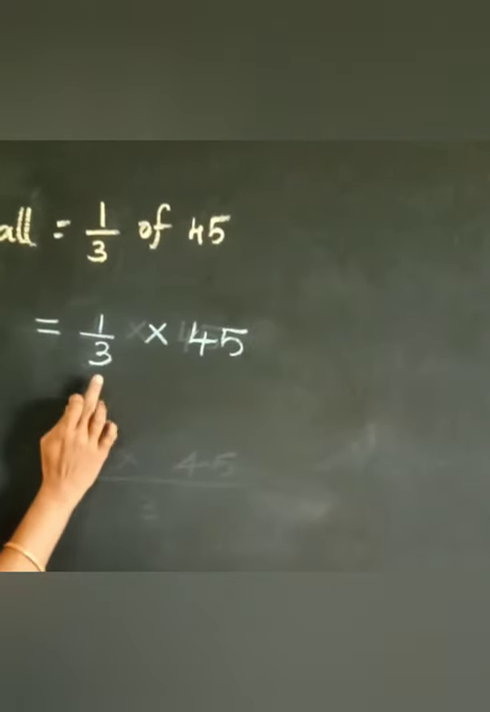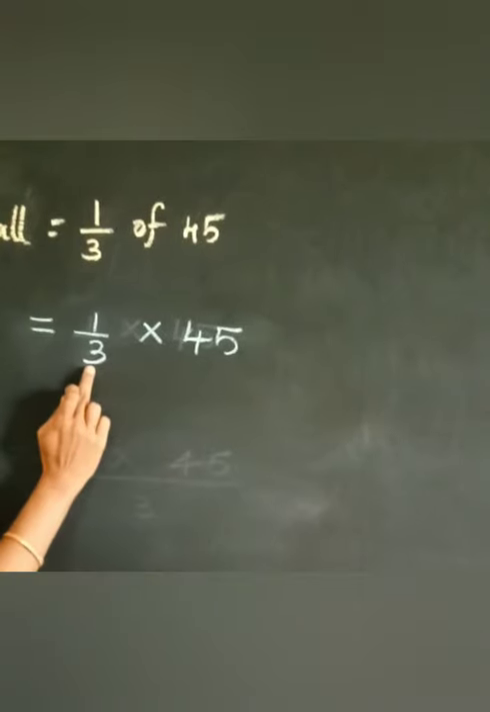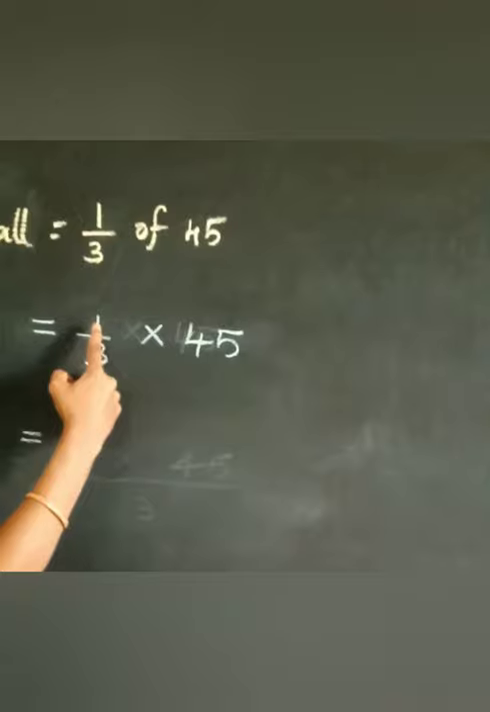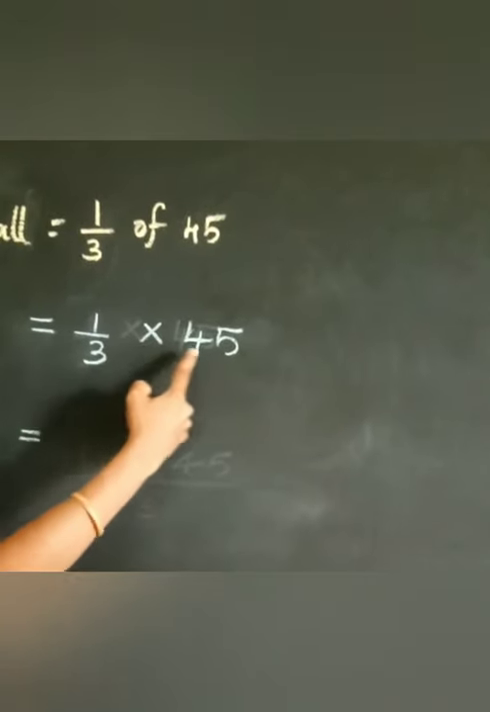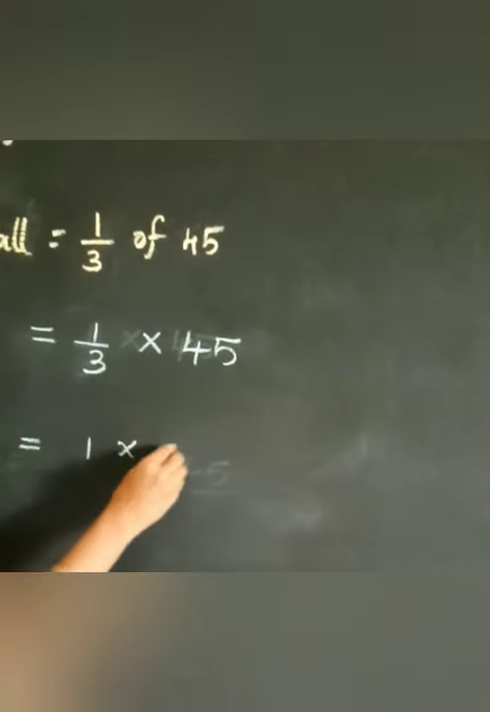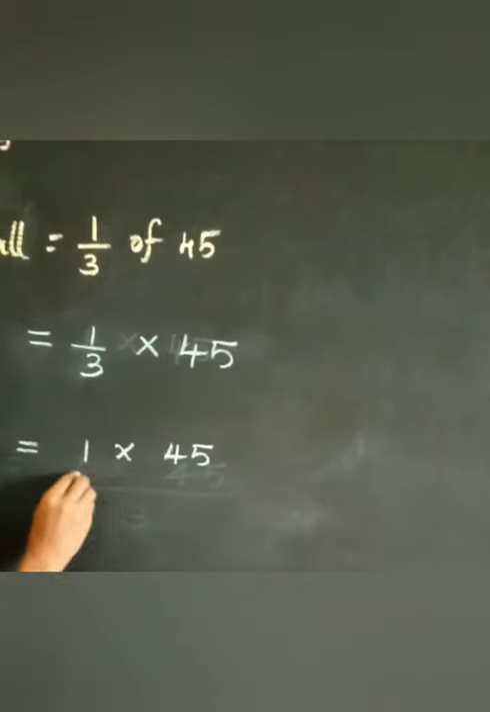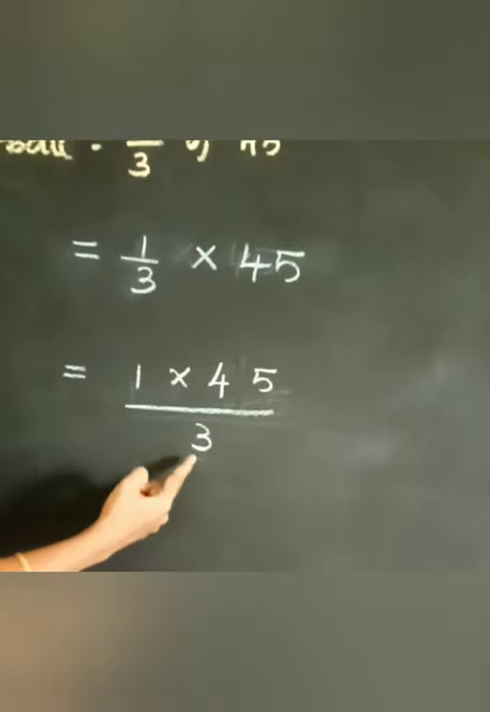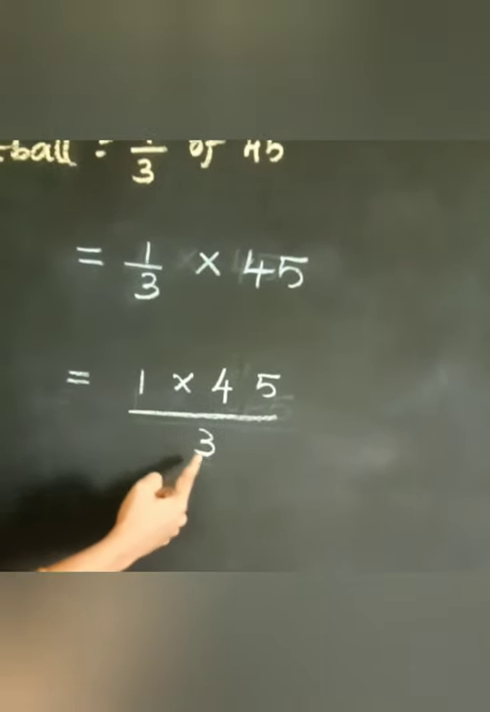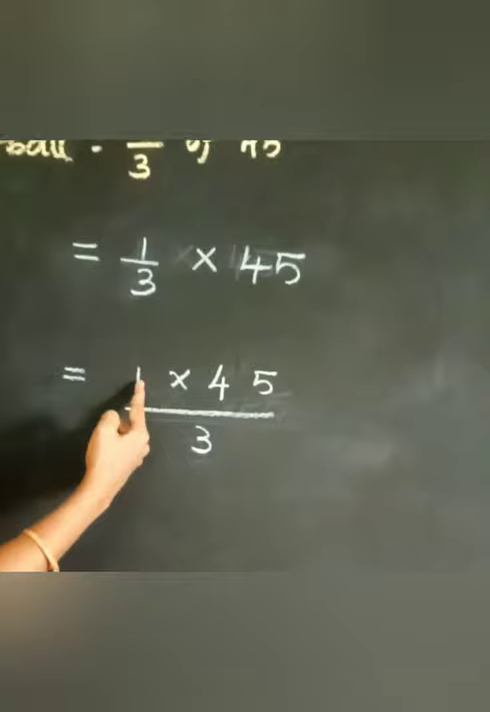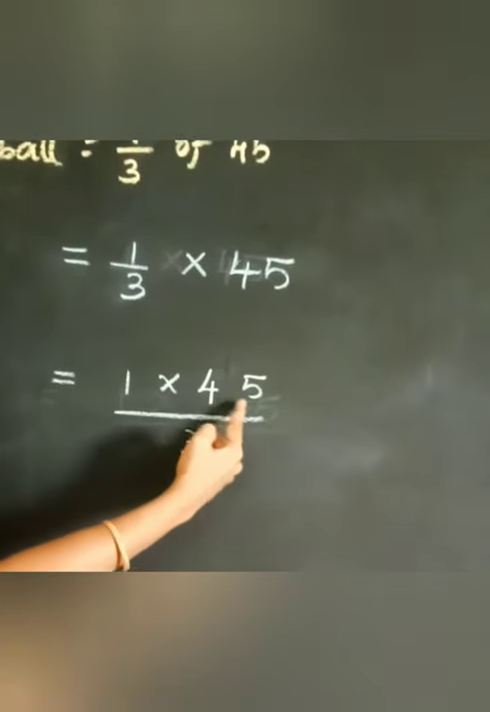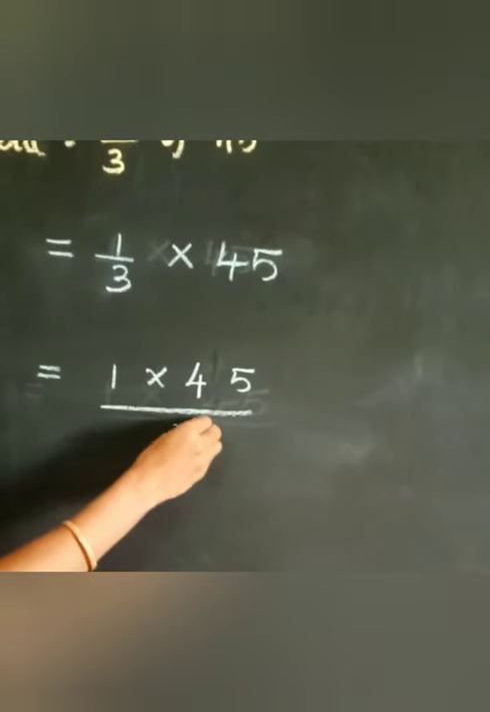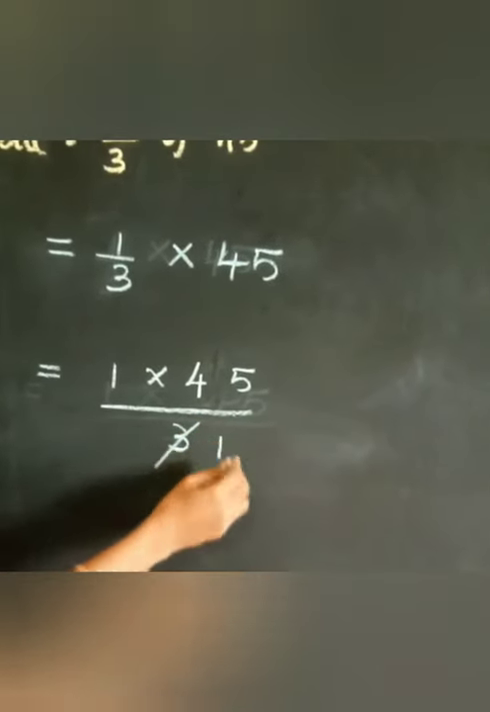This is the first type: whole number into fraction. Next step, fraction of the numerator into whole number: 1 into 45, divided by the denominator 3. Now in the 3 table we have to simplify this. In the 3 table it is not possible to cancel 1. Next we choose 45; in 45 we have to cancel using the 3 table. In the 3 table, 3 how many times? 1 3 is 3, 1 time.